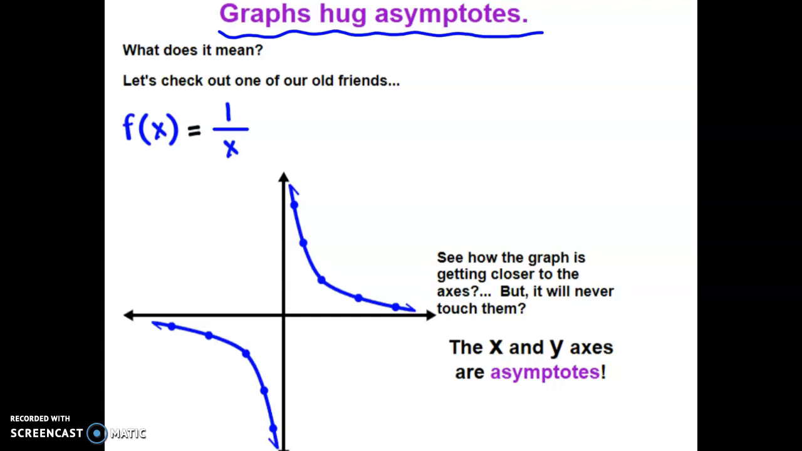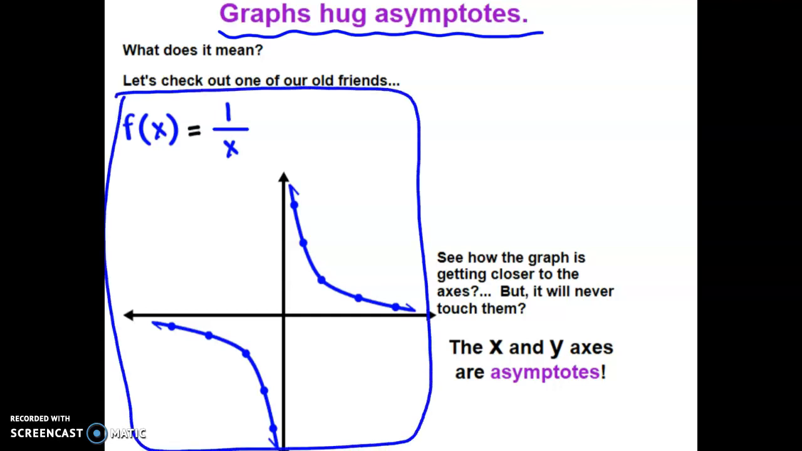Now I'd also like us to take a look at our base rational function. So I'd like us all to please draw this, because this is our base rational function where you have a 1 on top and an x on the bottom. This is as simple a rational function as you can get. So take a minute please and draw this.